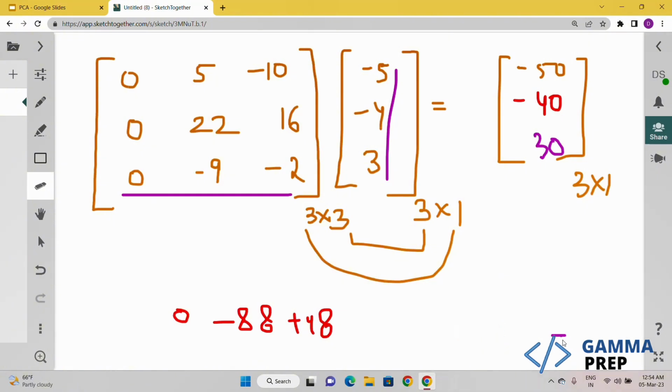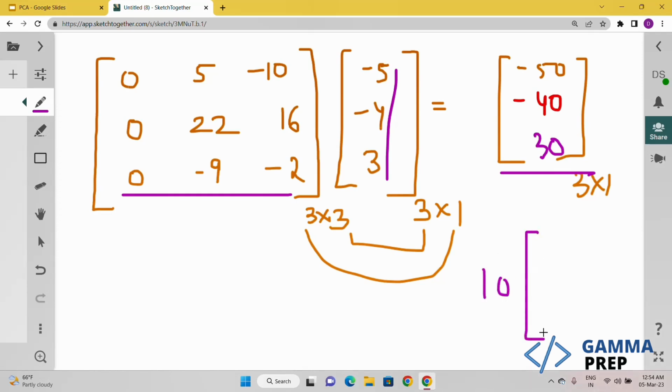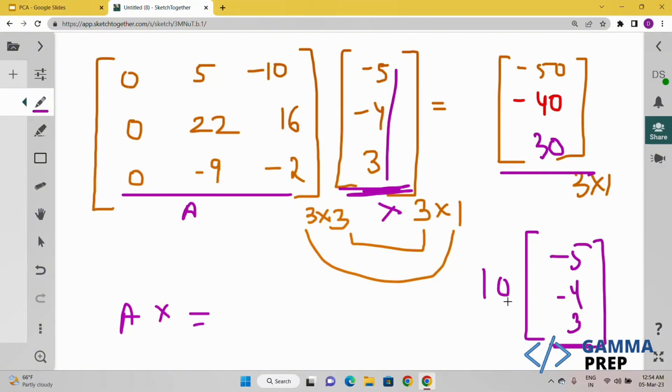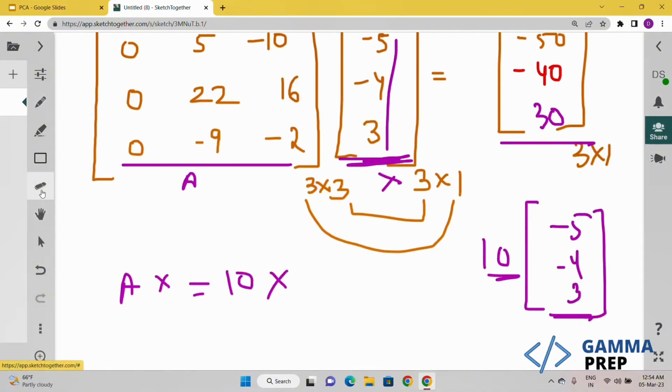Now, can I take 10 common from here? So it becomes minus 5, minus 4, and 3. Now if you see, this column vector and this column vector are the same. So basically I can write, if this is my A and this is my X, I am getting 10x here. So 10 can be a constant, which I can write as lambda.